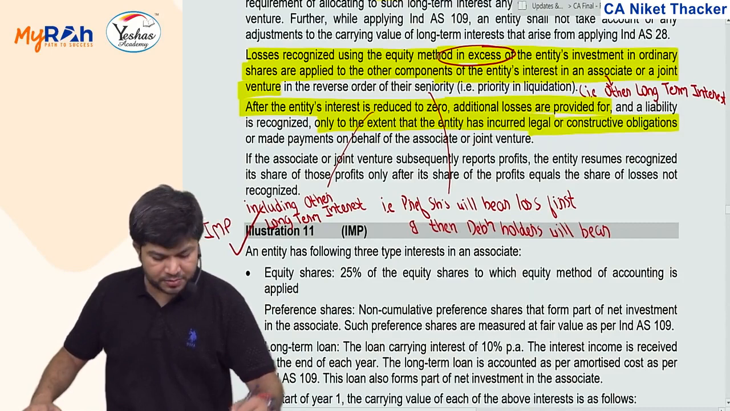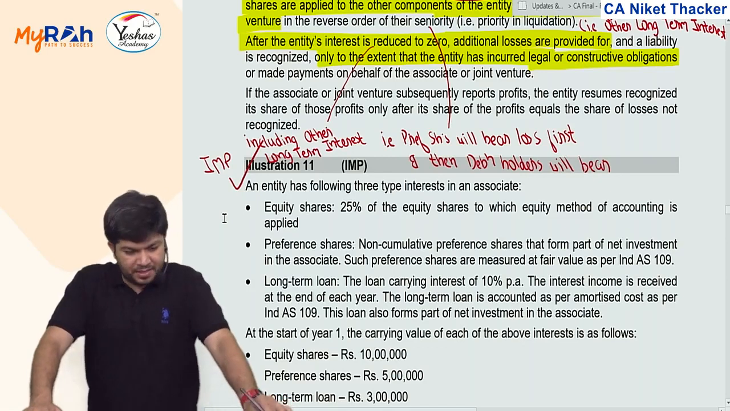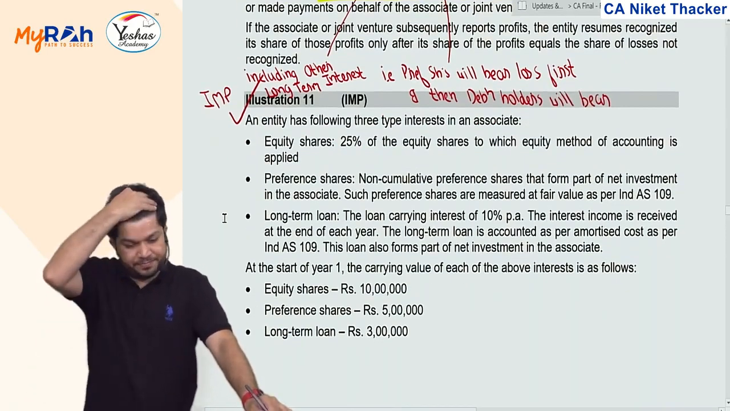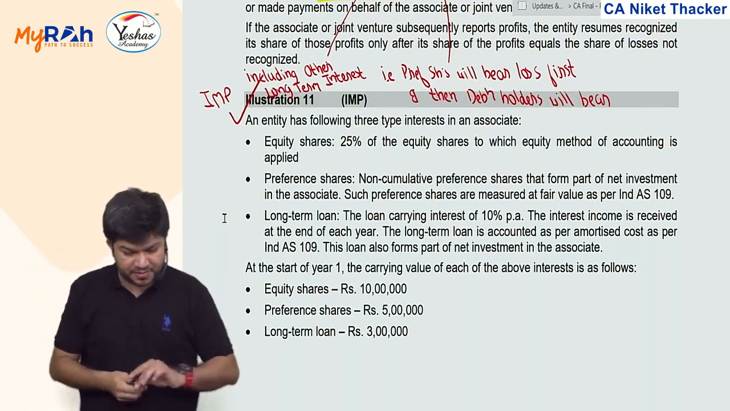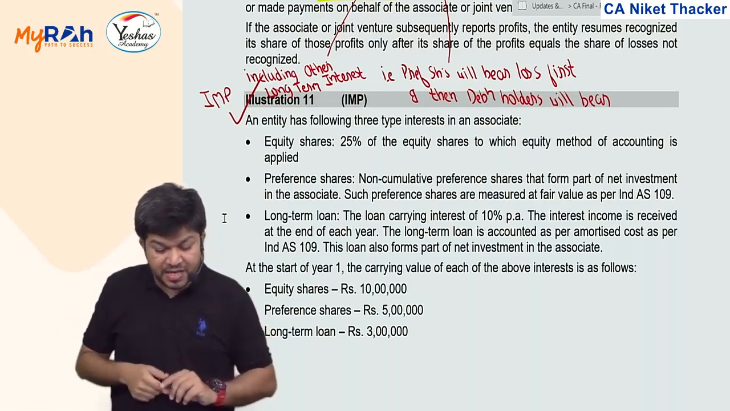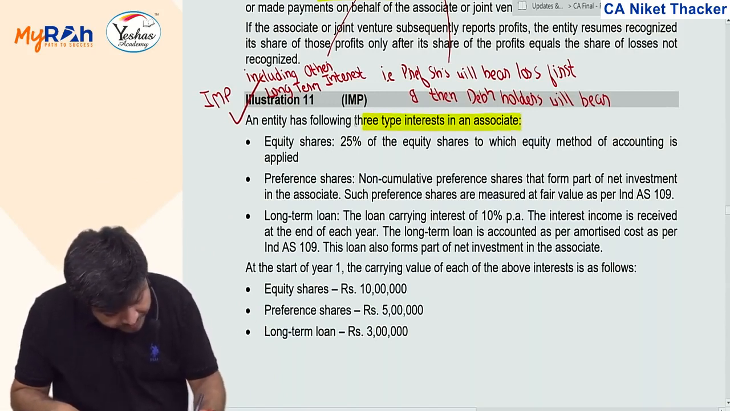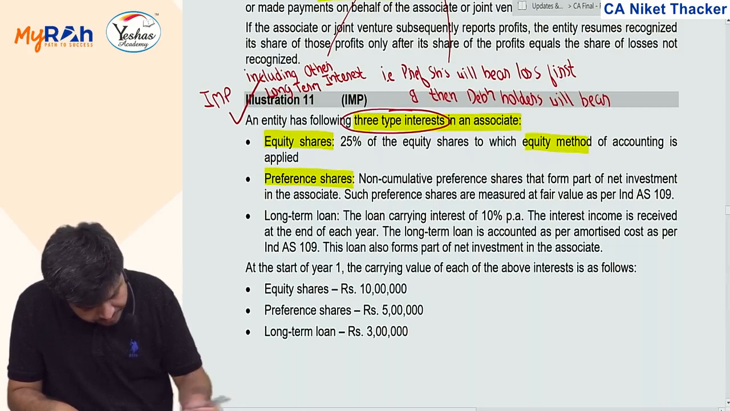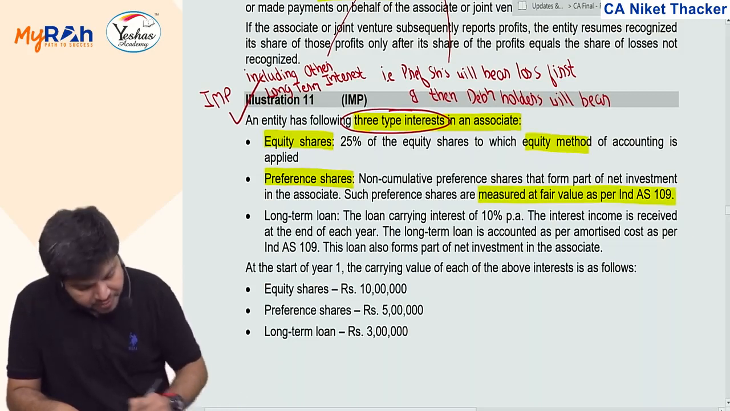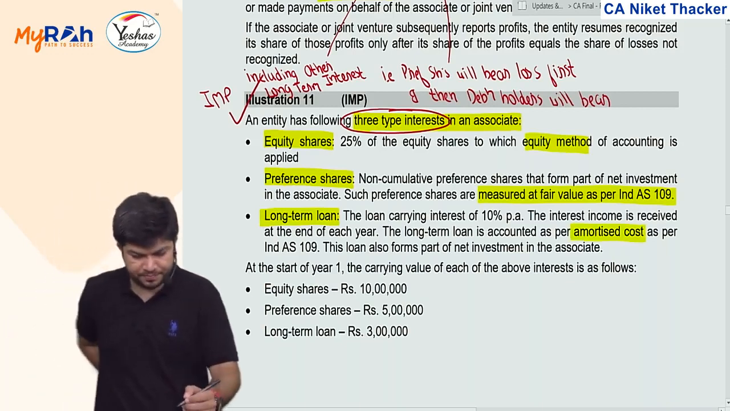Okay, so now this question is very important. I was setting a paper, I'll ask this question. You have equity shares, 25% to which the equity method of accounting is applied. Your preference shares are measured at fair value as per 109. So you have 3 types of interest in the associate: equity, preference shares measured at fair value as per 109, and a long-term loan which we are carrying at amortized cost.